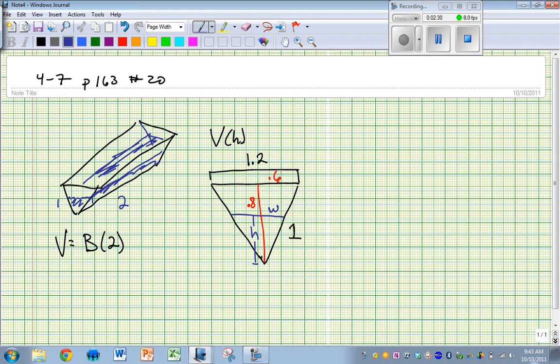Again, I noticed that I have 2 right triangles here, so I can set up a proportion. I can set up 0.6 over W equals 0.8 over H.